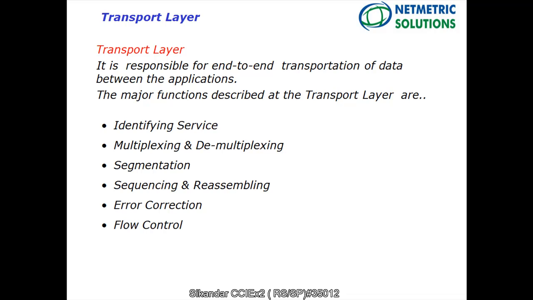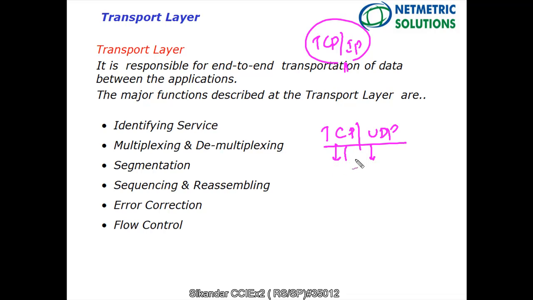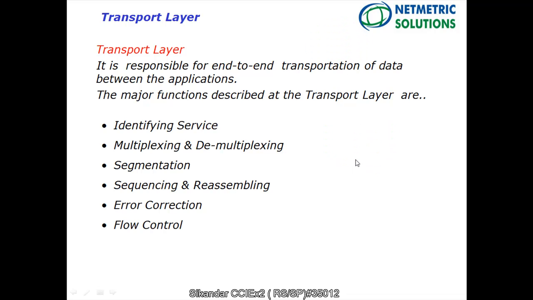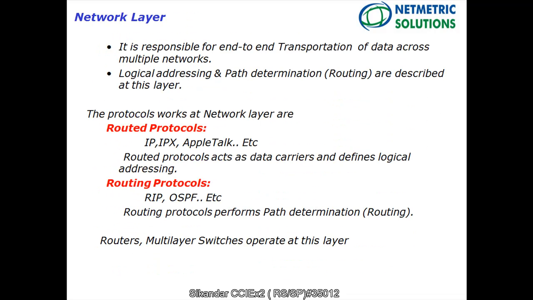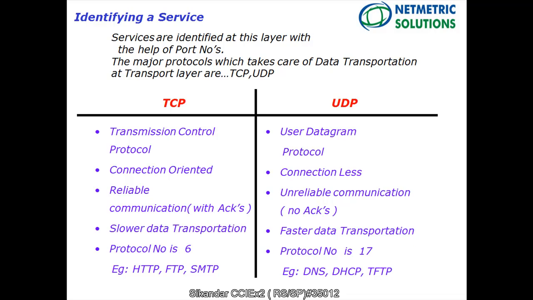Once end-to-end transportation of your data is controlled by the transport layer, as I discussed, there are two protocols which are responsible for doing this: TCP, Transmission Control Protocol, and UDP. We'll see these protocols in more detail in our next topic on TCP/IP protocols. I'm not getting into the individual protocols, their differences and behavior here. We'll see that in TCP/IP in our next sessions. Now it's time to move on to the next layer.